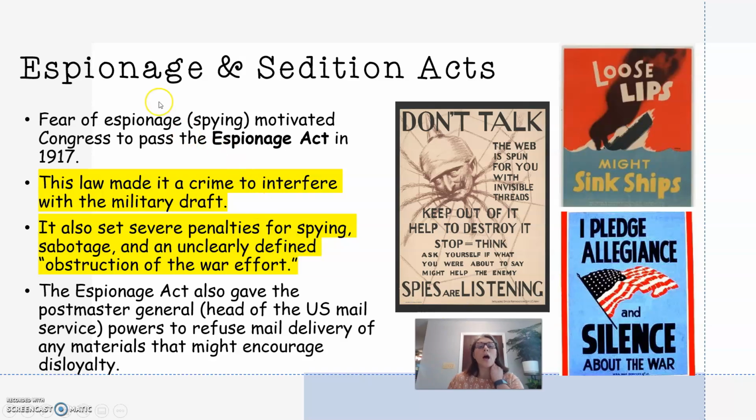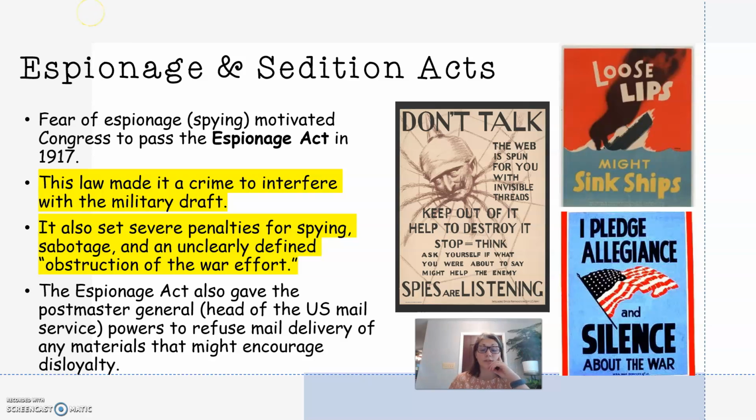So you can see here, the Espionage Act comes about because Americans are afraid of spying, German spies, Austrian-Hungarian spies. So we're afraid of spies inside the country. And so the Espionage Act, because espionage is just a fancy way of saying spying, comes in 1917, and it makes it a crime for you to interfere with a military draft. So the military draft is what's trying to recruit soldiers. We didn't have very much of a standing army at this time, so most of our soldiers we were relying on to sign up for the draft or to be drafted.